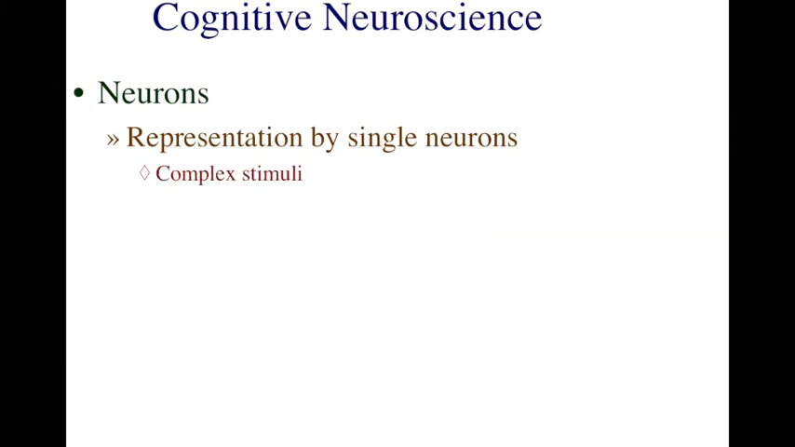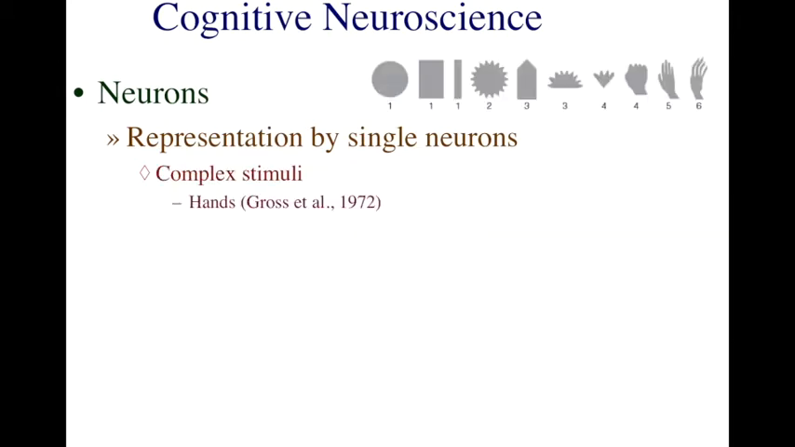Complex stimuli might be represented in a similar way, and in fact there is some evidence for that. Gross and his colleagues in the early 70s were doing single-cell recordings from a monkey's cortex, and they presented the monkey with different stimuli. The particular neurons that they were measuring from seemed to be specifically tuned to hands. When presented with this range of stimuli, what they found was that in the areas in the temporal lobe that they were measuring from, they couldn't find cells that really wanted to react to 1, 2, or even 3.